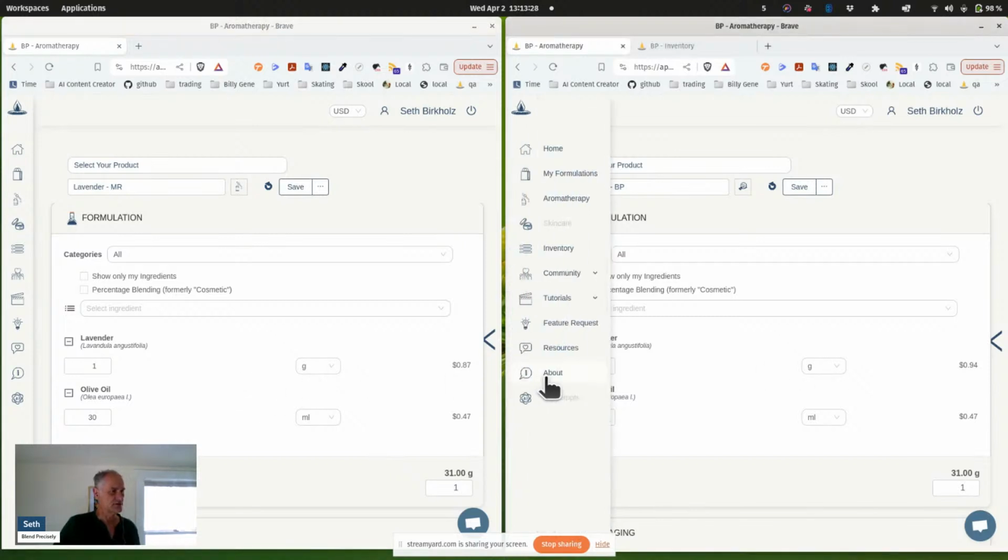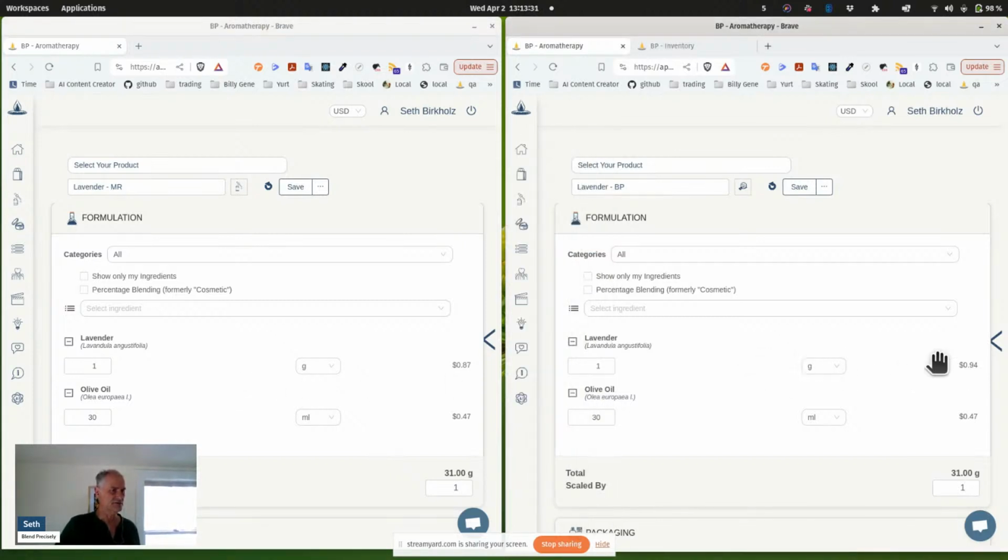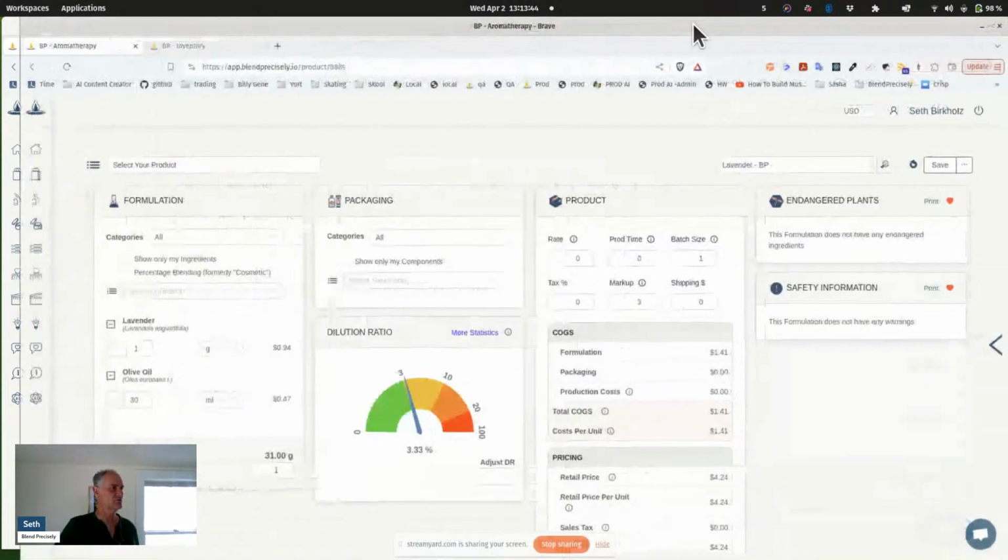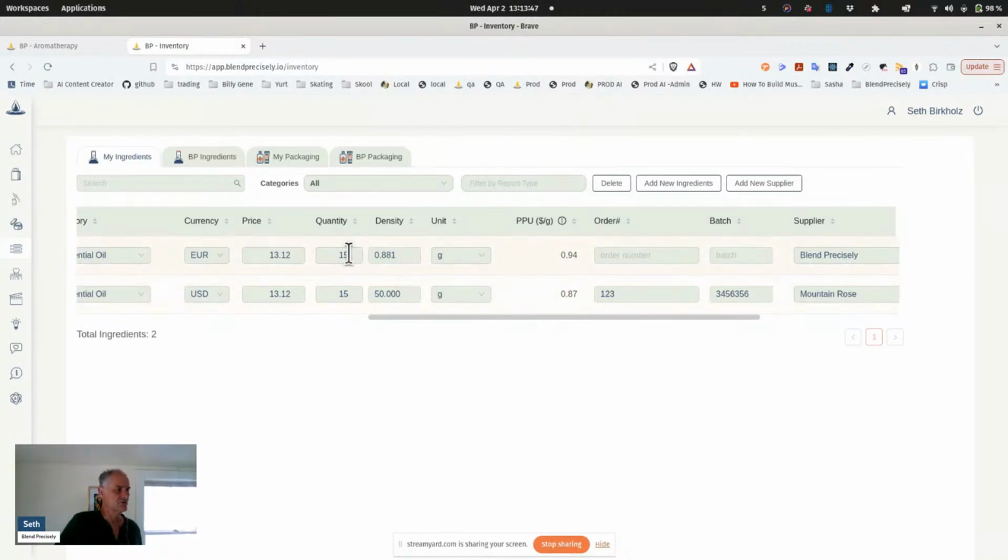So the answer is yes, there's still a difference. You may remember that this one was saying 99 cents before, and this one is 87 cents. So the short answer is it depends on what you're putting into the inventory. Remember, it's a combination of the price, the quantity, the density, and the unit. So the best course of action is just to get the right density. We do have a default density.